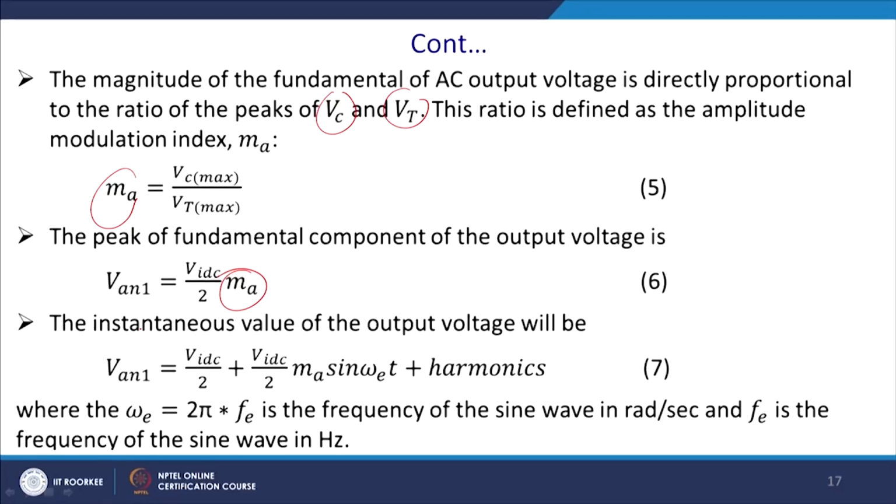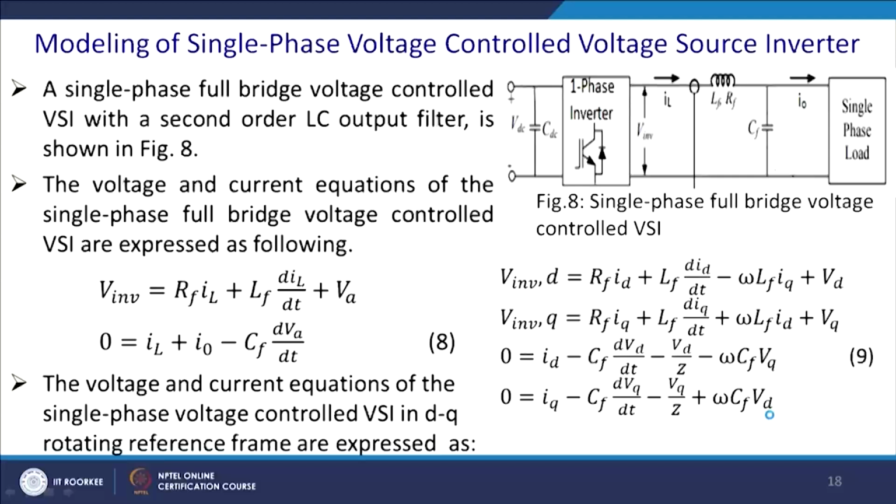The instantaneous value of this output voltage will be given by Van1 equal to Vdc by 2 into Ma sin omega t, plus the harmonics, where omega is 2 pi into f, and f is the frequency of the sine wave, in radians per second. Now, we can come to the modeling.